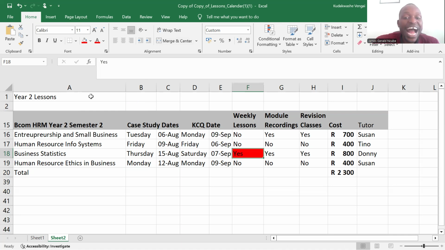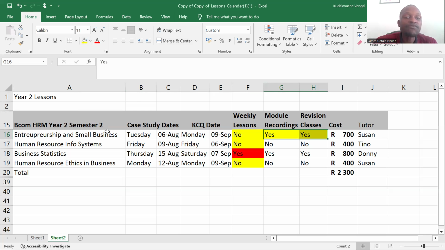But for the other modules, we do not have weekly lessons. Take note, for all the other modules, we don't have any weekly lessons that we'll be hosting. However, for entrepreneurship and small business, we are going to be sending you recordings, which you can watch. And also, we are going to do revision classes at the end of the semester. That is for entrepreneurship and small business. So the cost for that module will be 800 Rand.